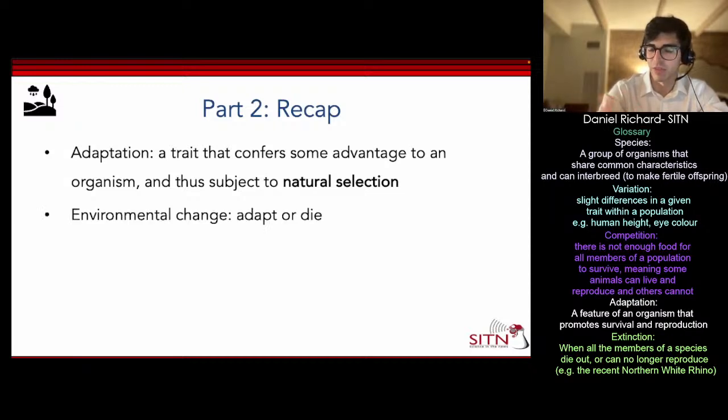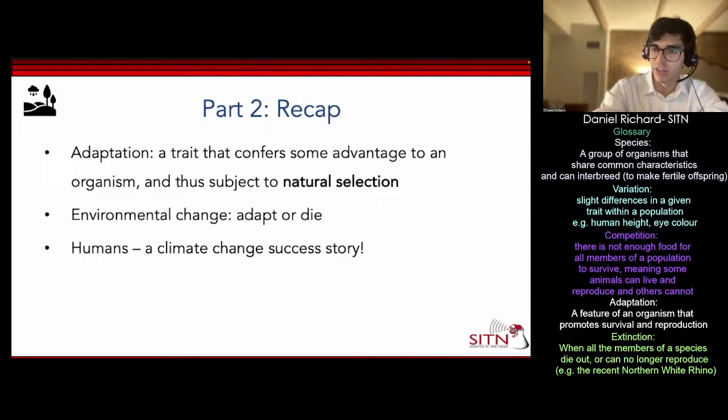The pressure to adapt often comes as a result of changes to the environment. When faced with this pressure, animals can either adapt and survive, or go extinct trying. We went over the examples of trilobites who failed to adapt to ocean acidification. And we discussed how climate change on the African savanna may have pushed our distant ancestors to evolve into what we are today.